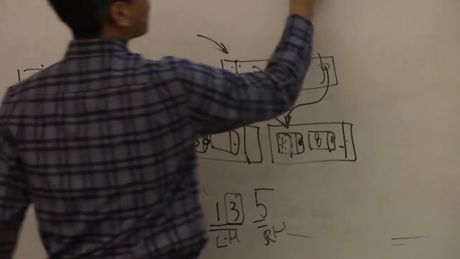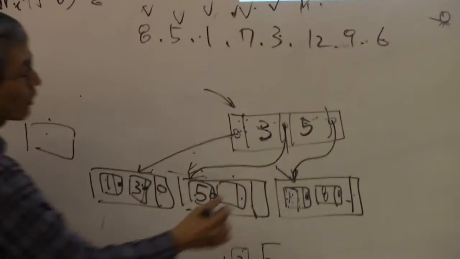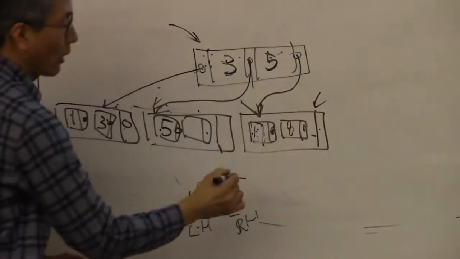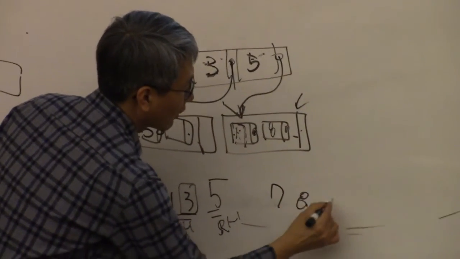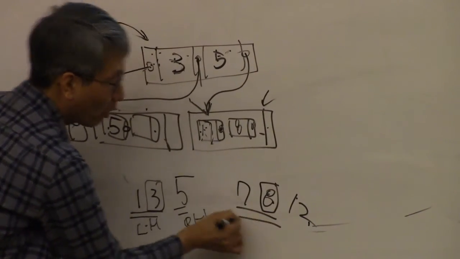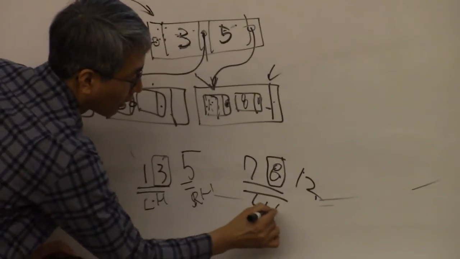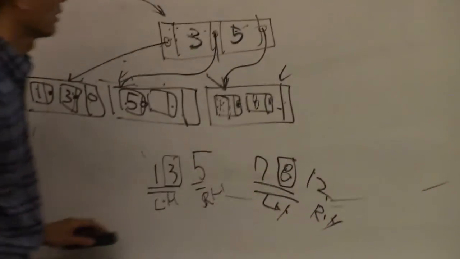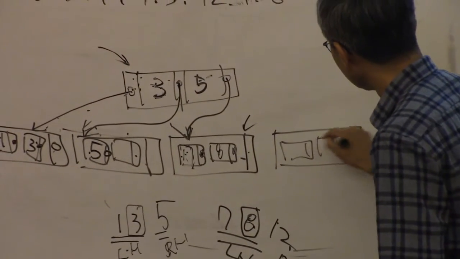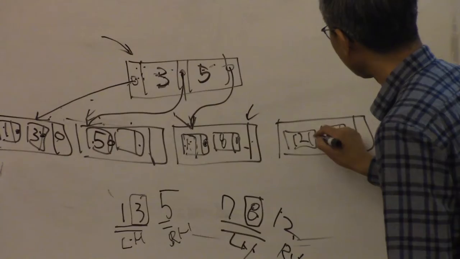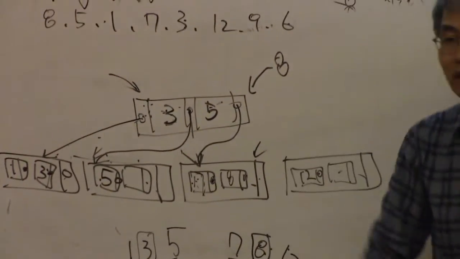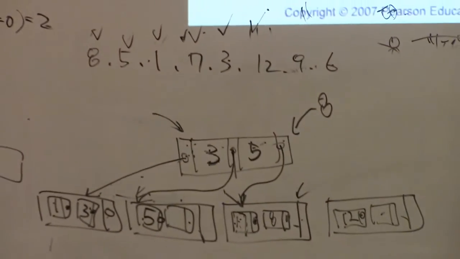Then 12. 12 is bigger than 5, okay? So it's supposed to be this one. It's a full node: 7, 8, and 12. So which one is the middle value? 8. Equal or less than the middle goes to the left hand side, and the rest to the right hand side. So we can copy. This one is 12. Then copy 8, which means insert into the internal node.